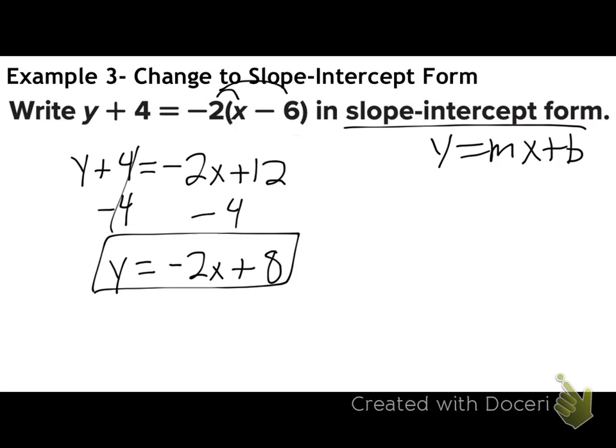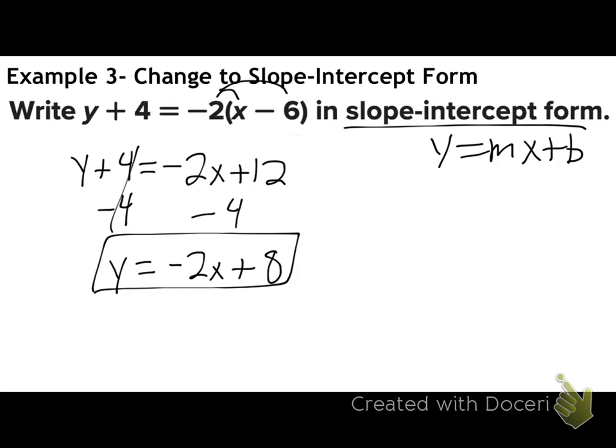Y is now by itself. This is now in slope-intercept form. There's my answer. You okay with that? Yes, sir. Anytime it's in point slope form and you're asked to convert to slope-intercept form, that's the only steps it's going to take. Distributive property, add or subtract to get y by itself. Okay? Makes sense. Questions on example 3? No. We good? How are we feeling so far?